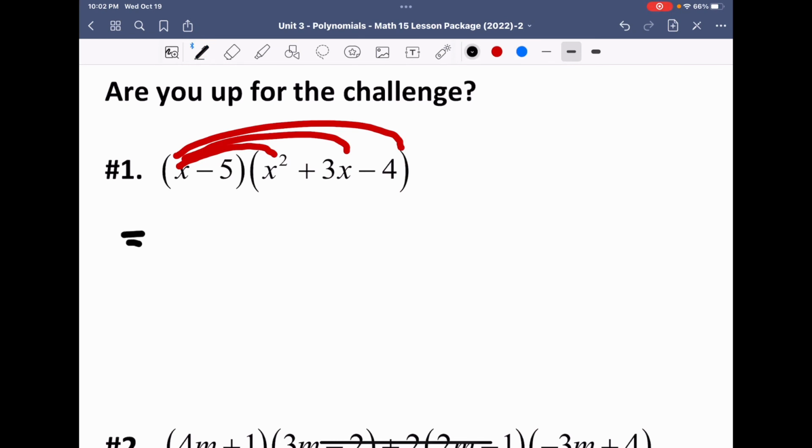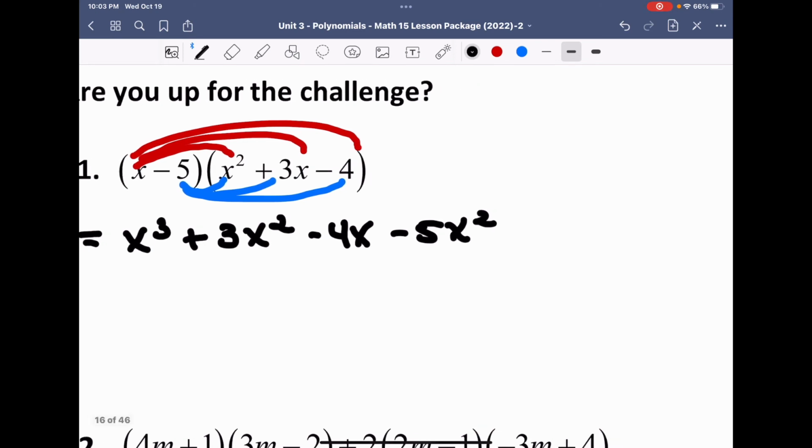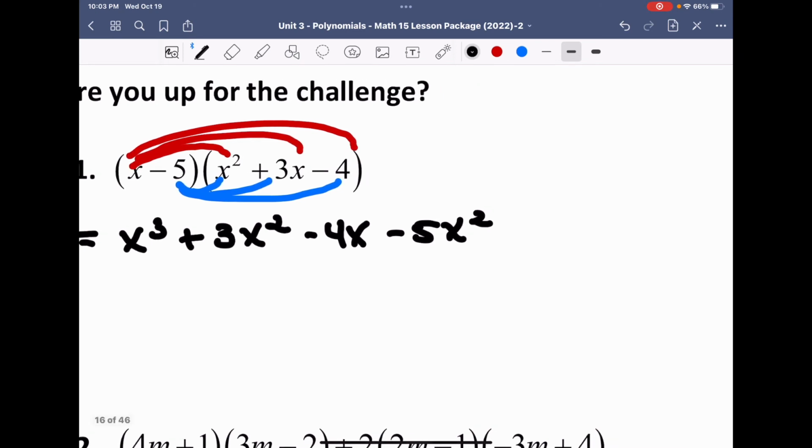This is equal to x times x squared is x cubed plus 3x squared, or 3x times x. And then negative 4 times x is negative 4x. Now I need to multiply my negative 5 to everything in the trinomial. This is going to give me negative 5 times x squared is negative 5x squared. Negative 5 times 3x is going to be equal to negative 15x. And then finally, negative 5 times a negative 4 will give me a positive 20.